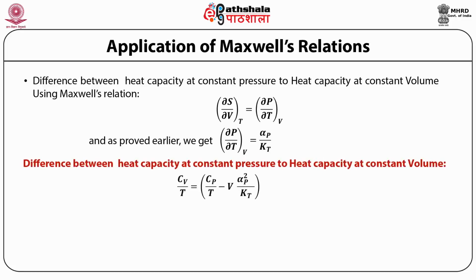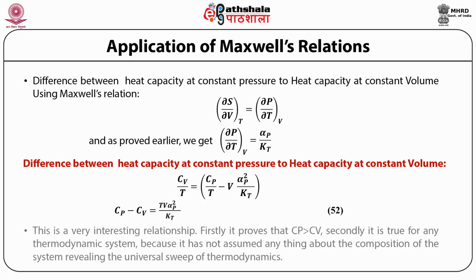Hence, the difference between heat capacity at constant pressure and heat capacity at constant volume can be obtained very easily as Cp minus Cv is equal to Tv alpha P square upon kT. This is a very interesting relationship. Firstly, it proves that Cp is greater than Cv. Secondly, it is true for any thermodynamic system because it has not assumed anything about the composition of the system, revealing the universal sweep of thermodynamics.